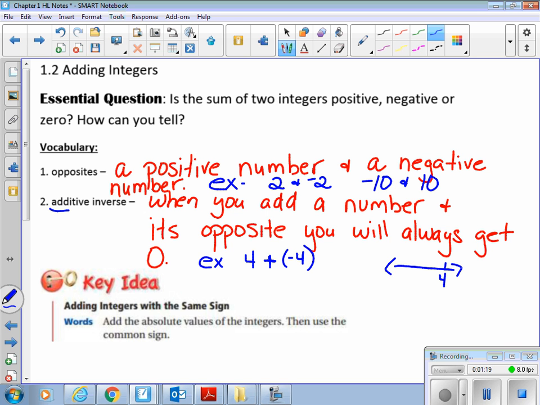So I'm going to go to the left 4 units, 4, 3, 2, 1, 0. I'm starting here, and I'm going 1, 2, 3, 4 units to the left, which takes me back to 0. Therefore, 4 plus negative 4 is 0. And that will work for any additive inverse. When you add a number and its opposite, you will always get 0 as your answer.